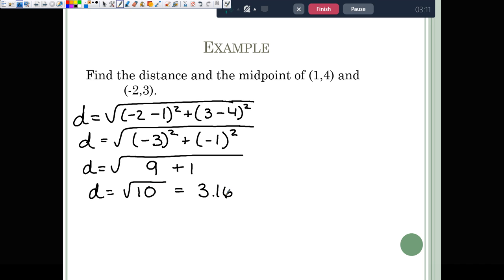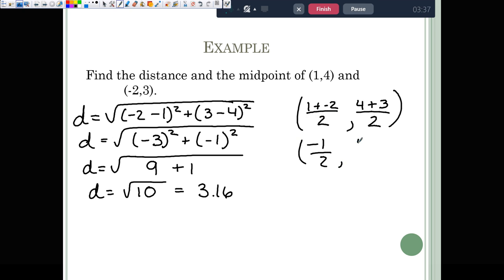Okay, midpoint. To find the midpoint, we're going to take our 2 x values, add them together, and our 2 y values and add them together, and then divide by 2. So we're going to have 1 plus -2 divided by 2, and 4 plus 3 divided by 2. So I'm going to have -1 over 2 and 7 over 2. These cannot reduce, so this is my answer. If they could reduce, then we would reduce them.